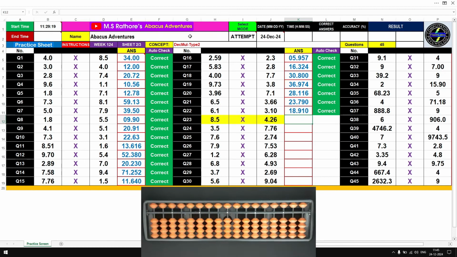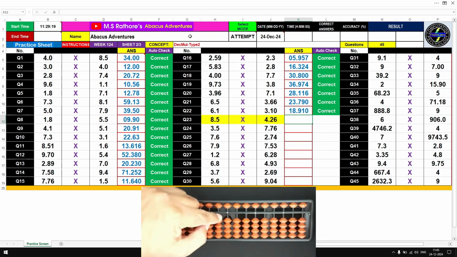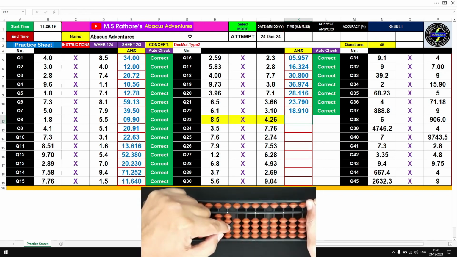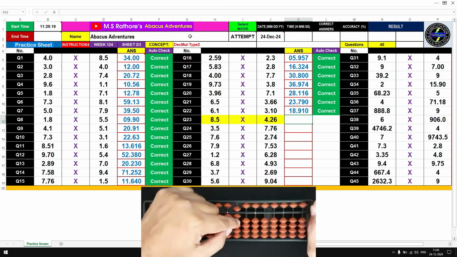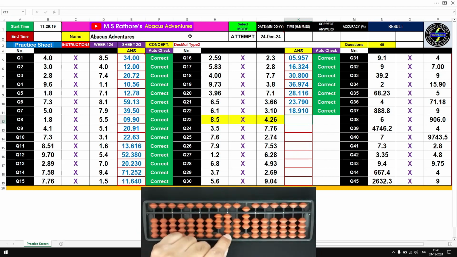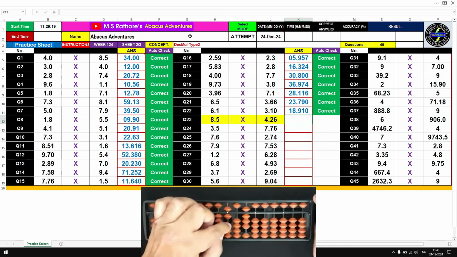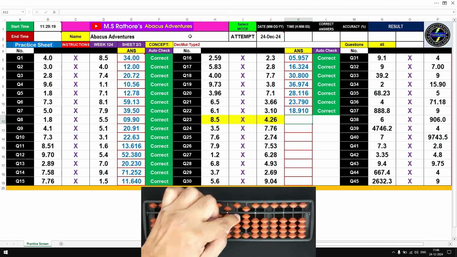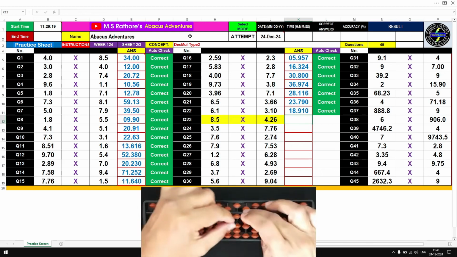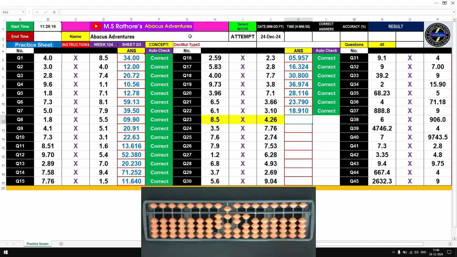Question number 23, 8.5 multiplied by 4.26. Let's begin from rod number 2. 8 4s are 32, shifted. 8 2s are 16, shifted. 8 6s are 48. Round 2 begins now. 5 4s are 20, shifted. 5 2s are 10, shifted. 5 6s are 30, and the answer is 36.210.